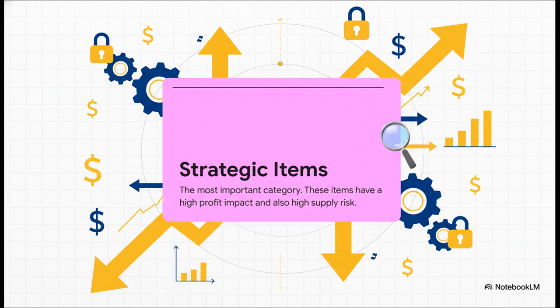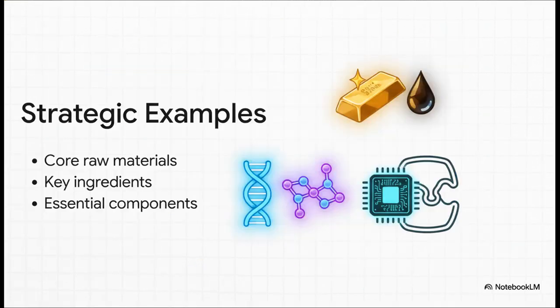These are the most critical of all. They sit in that top right quadrant of high profit impact and high supply risk. This is where your best people should be spending their time. We're talking about the items that are absolutely essential to your company's success. This could be your core raw materials, maybe a key ingredient that makes your product special, or an essential component that nobody else has. These are the things that give you your competitive advantage.